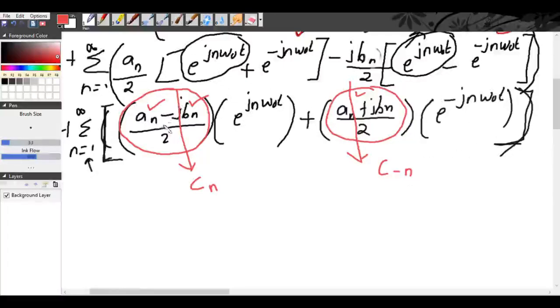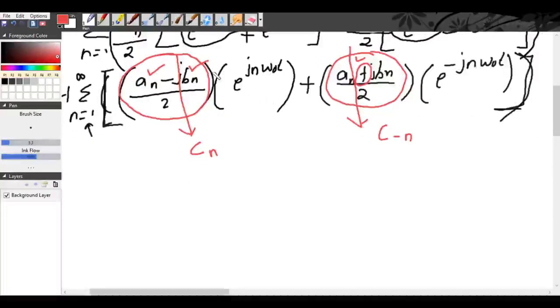Okay, keep it in mind: an minus jbn by 2 is c suffix n, an plus jbn by 2 is c suffix minus n, and I am just representing these two values as a single coefficient, right?